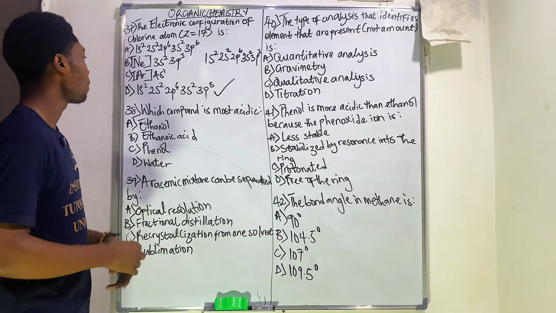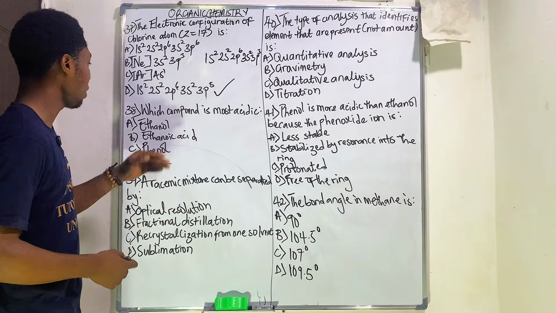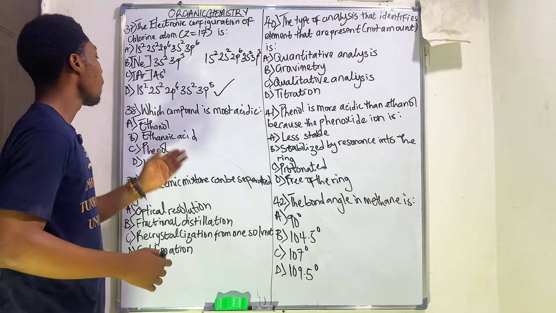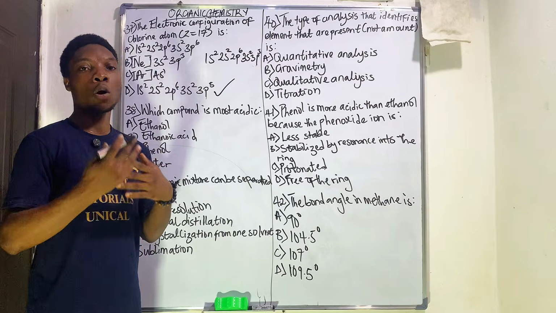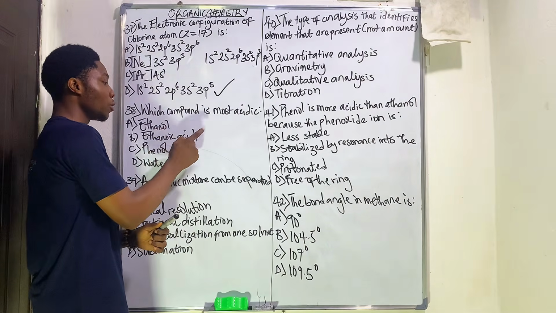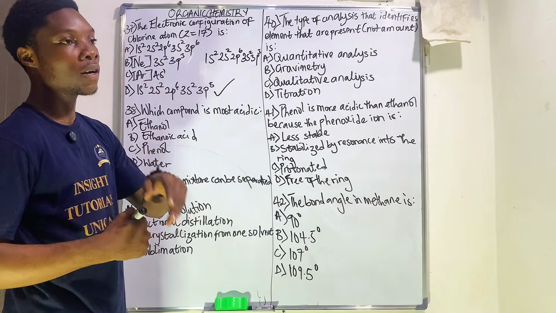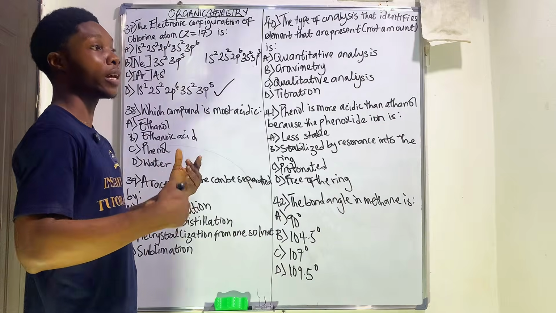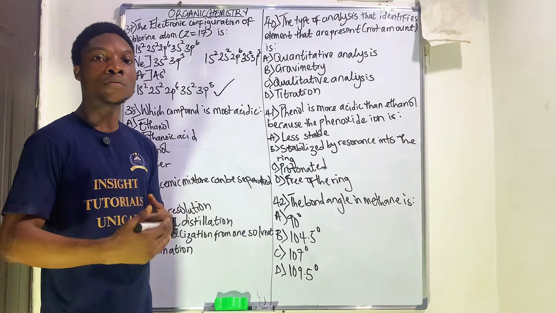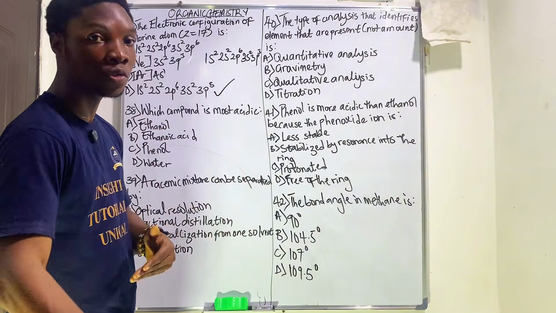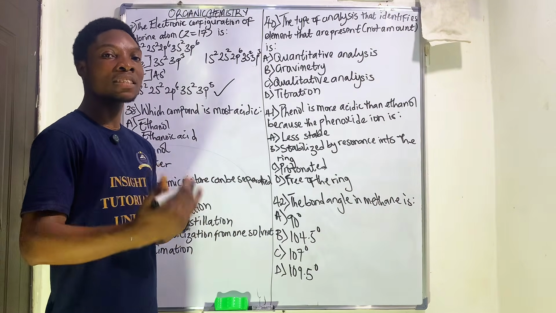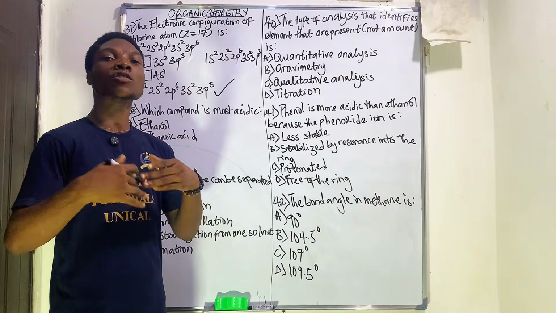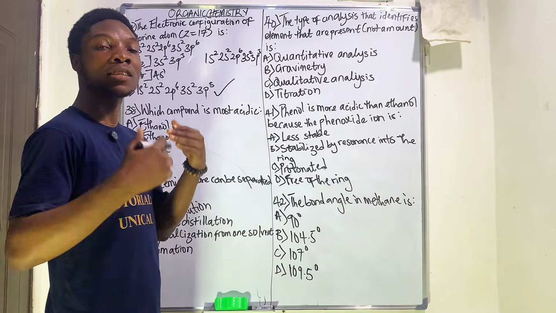Alright, next question. Which compound is most acidic? A. Ethanol, B. Ethanoic acid, C. Phenol, D. Water. Now, when we are comparing compounds that have acid properties, for example, ethanol, ethanoic acid, and phenol, the three of them have acid properties. So how do we determine which one is most acidic? Now, when an acid is dissolved in water, what it gives us is a conjugate acid and a conjugate base. What determines the acidity is the stability of the conjugate base that is formed. So if the conjugate base is more stable, then the acid is stronger.